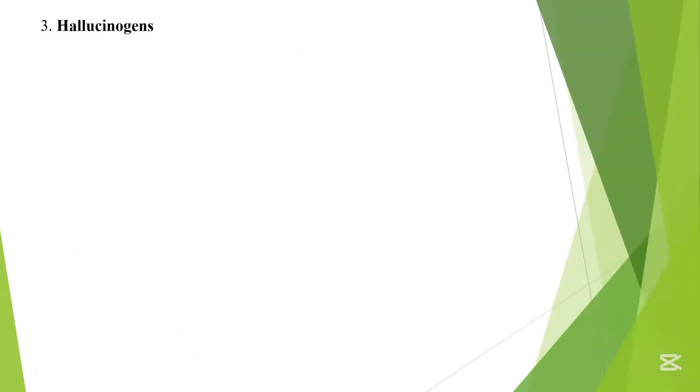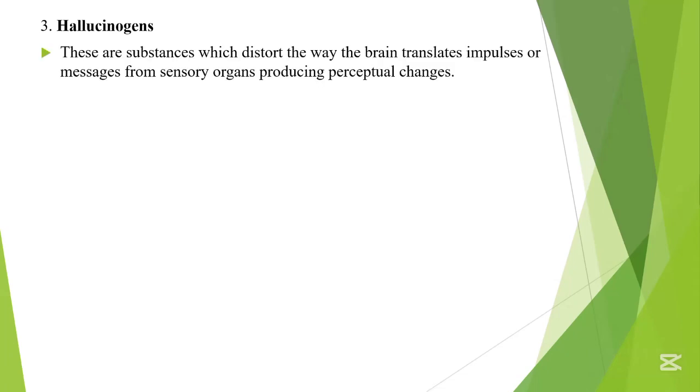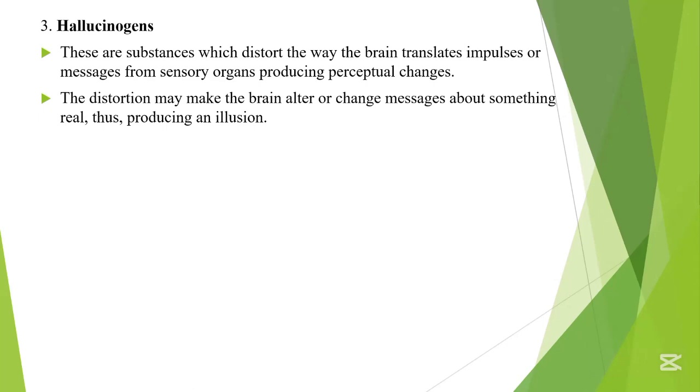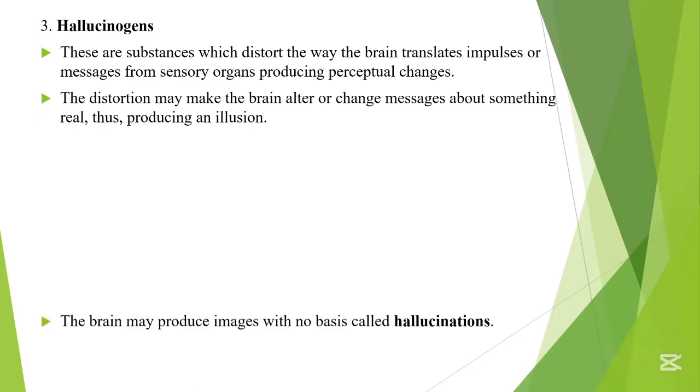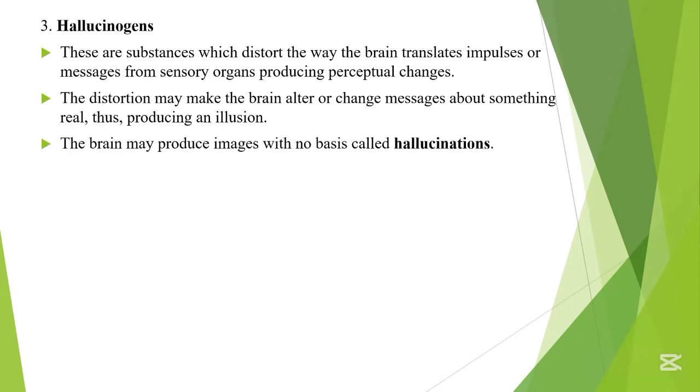Hallucinogens. That is the third classification of substances according to their effects on the body. Now, what are these hallucinogens? Hallucinogens are substances which distort the way the brain translates impulses or messages from sensory organs. What that means is that they affect or change the way the brain operates and the way the brain interprets messages. So they alter messages about something real, thus producing an illusion. You start imagining things which do not even exist. So the brain may produce images with no basis, called hallucinations.